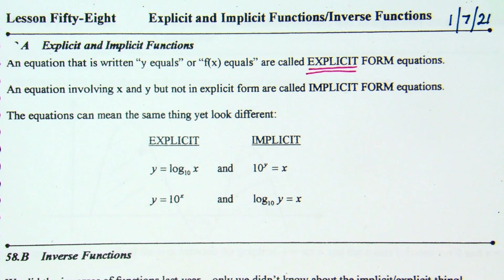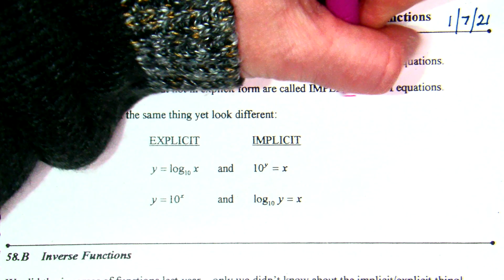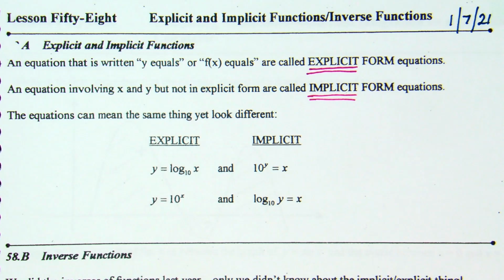Okay, an equation basically that is not solved y equals or f of x equals. So it states here an equation involving x and y, but not in explicit form, is called implicit form. When it's x's and y's mixed in together. So, for example, when we do derivatives and we talk about implicit differentiation, that's the x's and y's there together, and so we're taking the derivative with respect to x, with respect to y, implicit there.